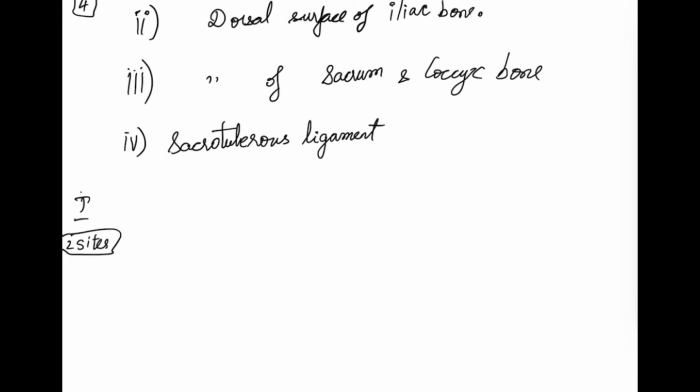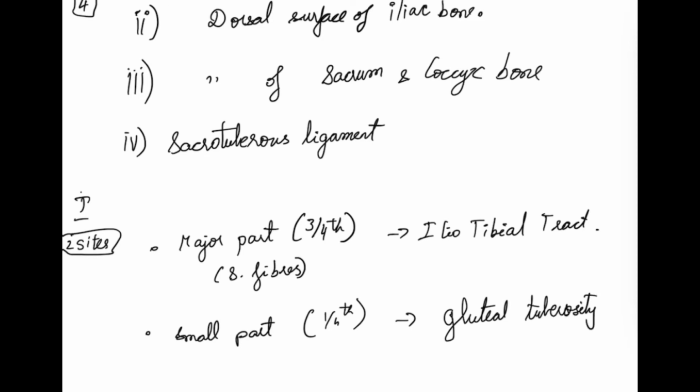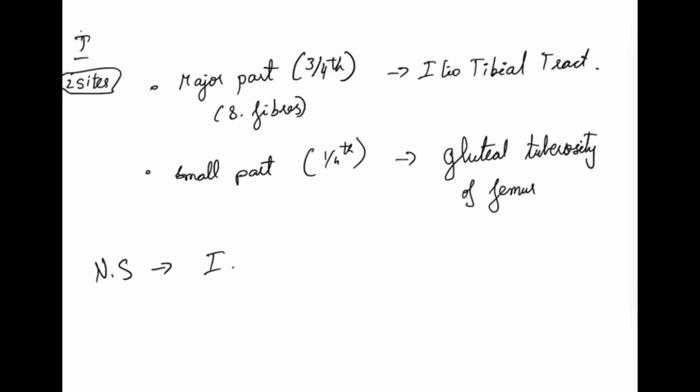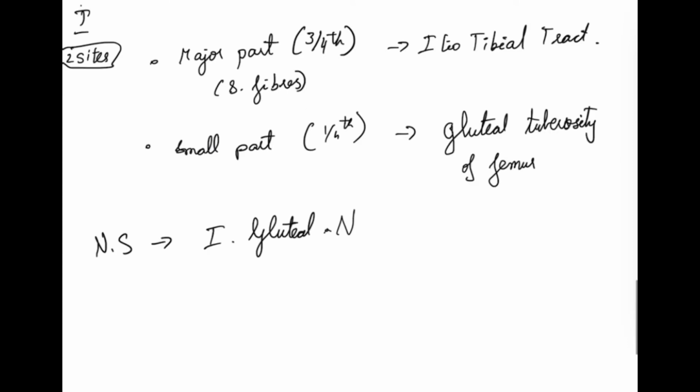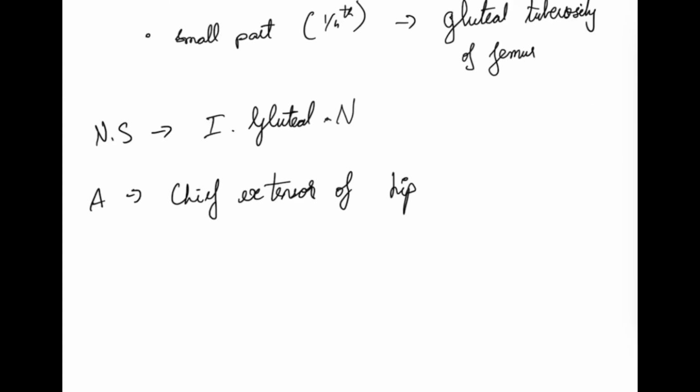And now on to the insertion in two sides. The major part, that is three-fourths, will be inserting into the iliotibial tract, and a small part into the gluteal tuberosity of femur. And then on to the nerve supply. Nerve supply is by the inferior gluteal nerve. Actions are chief extensor of the hip joint. It also helps in the lateral rotation of hip.